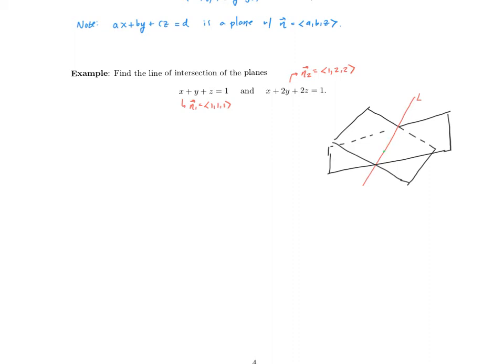And if we want to find the equation of that line, we need the two key things that we've been looking for. So we need a point and we need a direction.